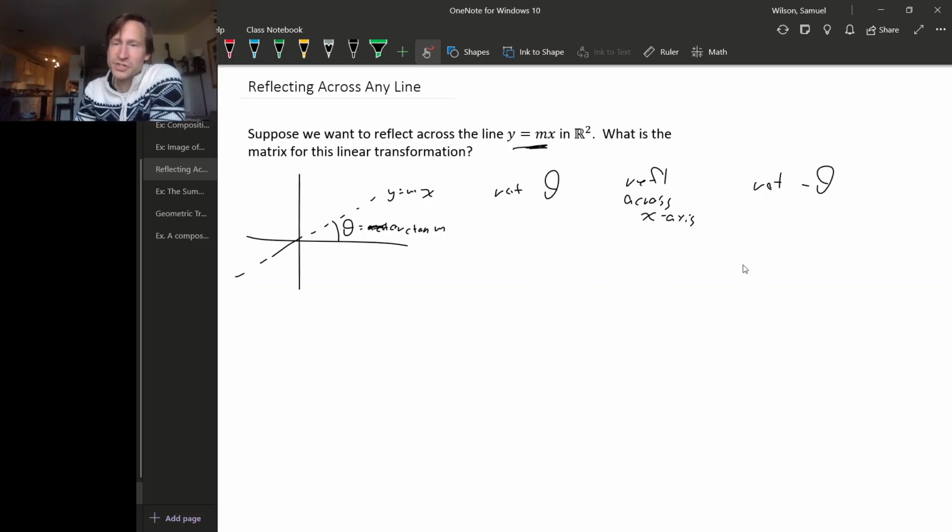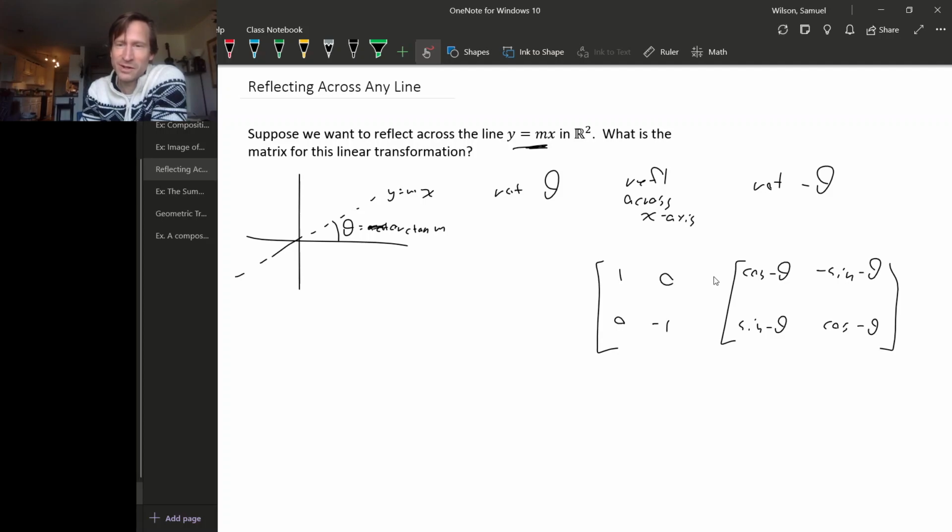And we know the matrix for each of these. Rotation by minus theta is cosine minus theta, minus sine minus theta, sine minus theta, and cosine minus theta. Reflection across the x-axis is 1, 0, 0, minus 1. And then rotation by theta is cosine theta, minus sine theta, sine theta, cosine theta.